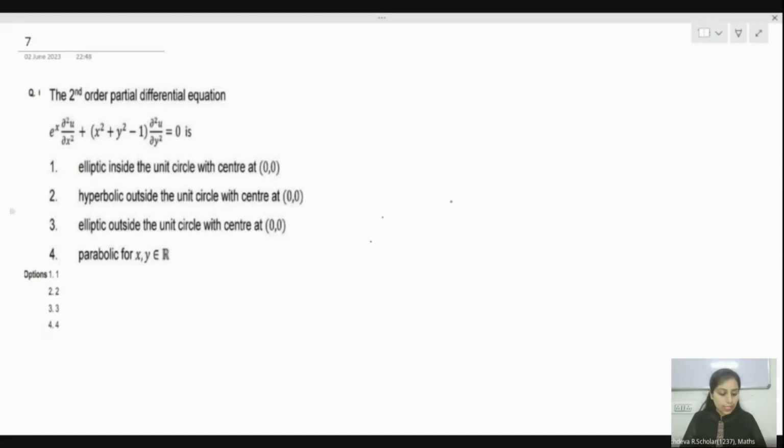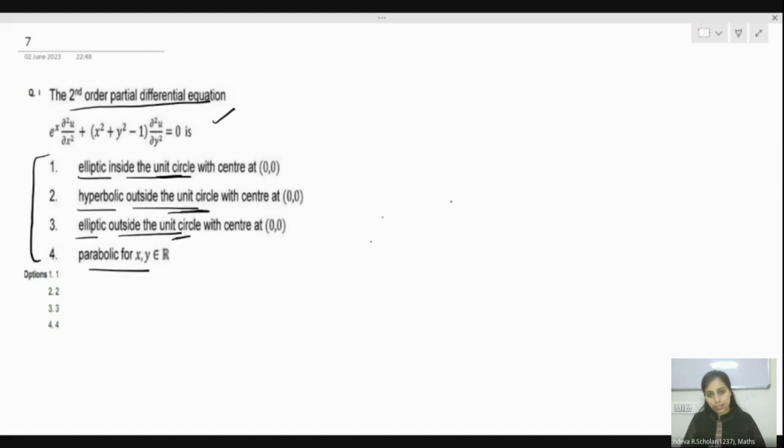The question says, e raised to power x, the second order partial differential equation here, e raised to power x ∂²u/∂x² plus (x² plus y² minus 1) ∂²u/∂y² is equal to 0 is the only single equation, and the four options are: either elliptic inside the unit circle, hyperbolic outside the unit circle, elliptic outside the unit circle, or parabolic for all xy. Let's see, more focus is on the unit circle.